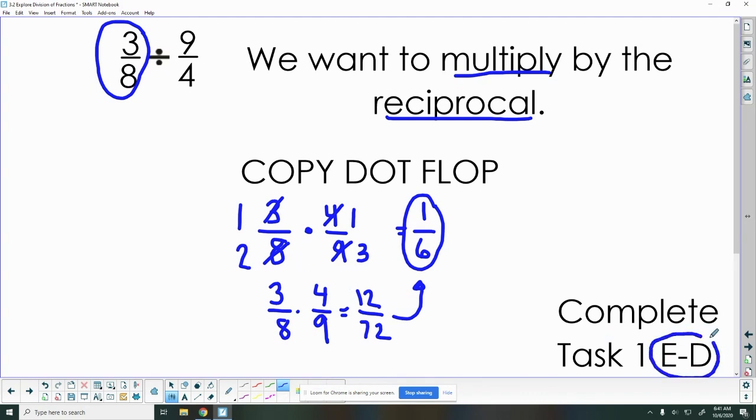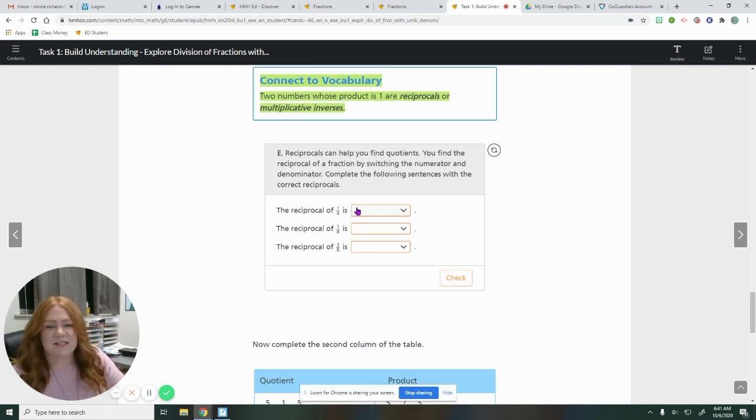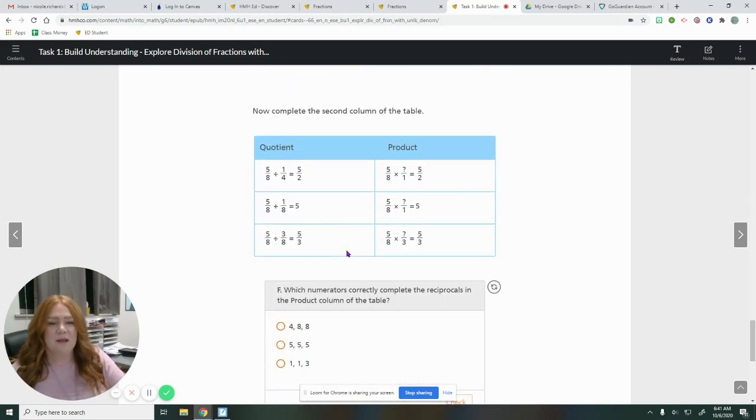So let's go ahead and try parts E through D on task 1. So remember, we're going to copy the first one, keep it the same, change it to multiply, and flop and use the reciprocal of that second fraction. So let's take a look here. So first, see if you can find the reciprocals of each of those numbers. So flip them upside down. Now we're going to use that copy-flop strategy there to find our products.